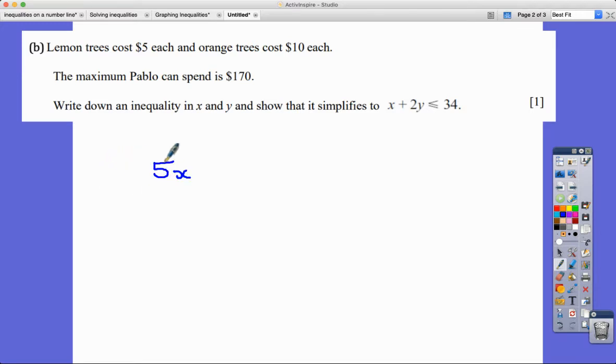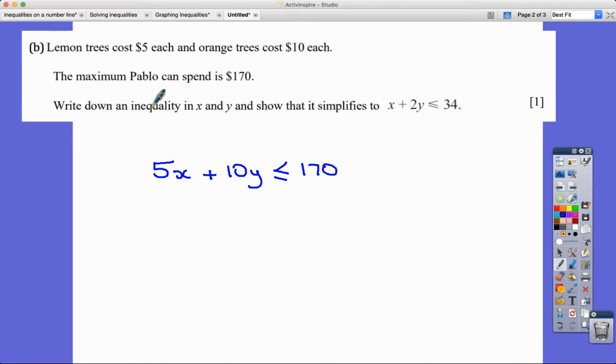So for each lemon tree, we have $5. 1 lemon tree would be $5. 2 lemon trees would be $10. 3 lemon trees would be $15, and so on. Okay, we add that to the cost of the orange trees. Now they cost $10 each, so 10Y. Okay, and the maximum that Pablo can spend is $170. So the value of this is going to be anything up to $170. It's going to be less than or equal to, as a maximum value, 170.